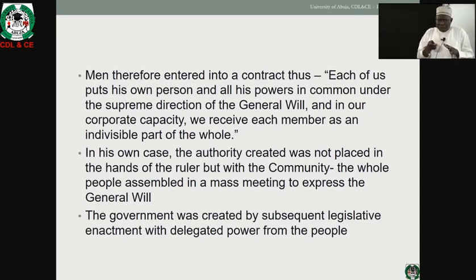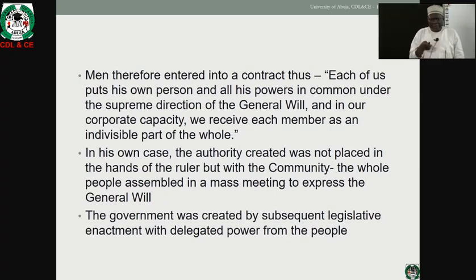That means you have a group of people now called government that takes care of your needs and responsibilities. They are in charge of your safety and the safety of other members of the society. The whole people assemble in a mass meeting to express the general will. This general will is not done by one person. The entire members of the community come together to say, okay, we are surrendering our liberty, our freedom, our rights to you as a government, so that you protect us.